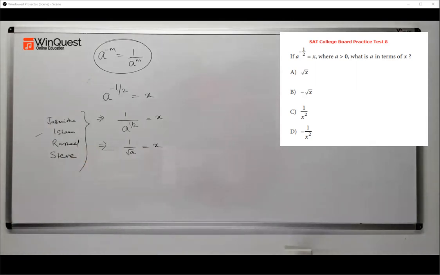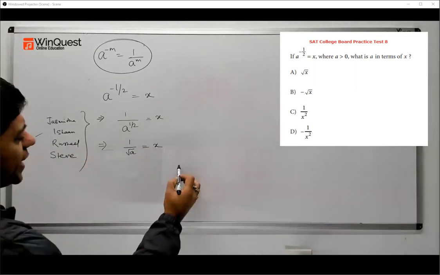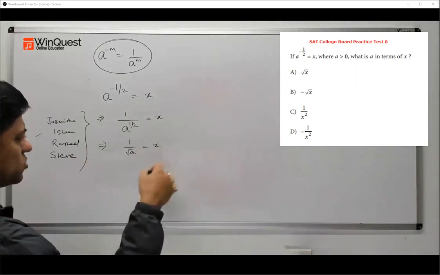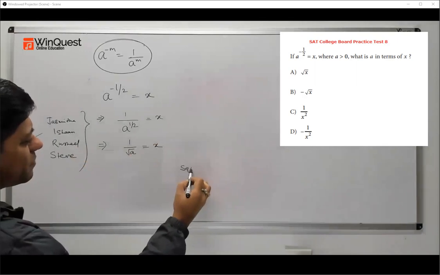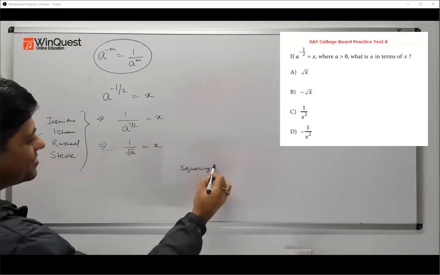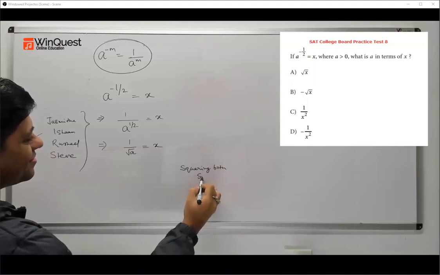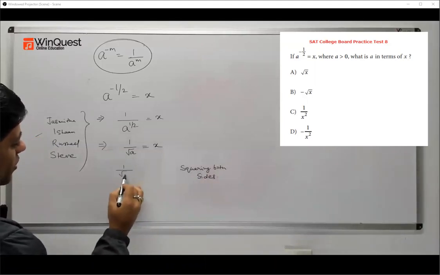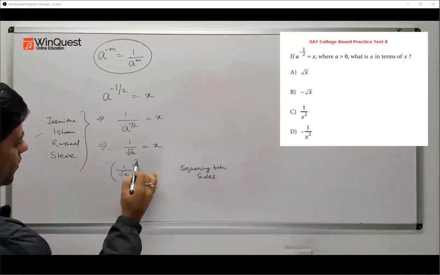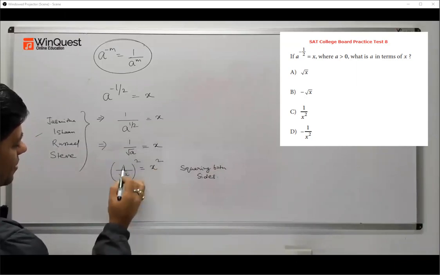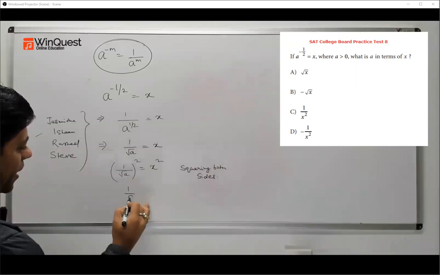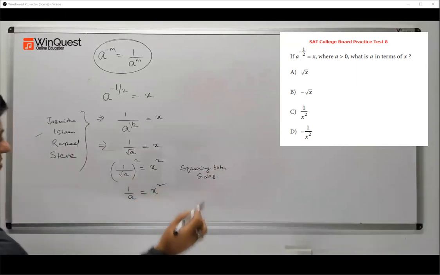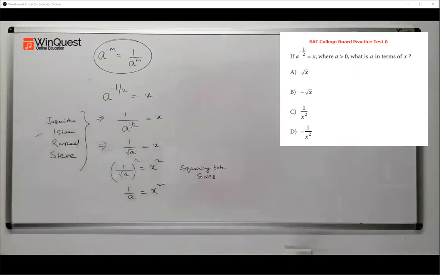Okay, fine. Now I have a lot of other options to solve this problem, but let's take a simple approach. Squaring both sides. 1 by root a to the power square equals x square. This will become 1 by a equals x square. Are we following? Yes, sir, I'm following.